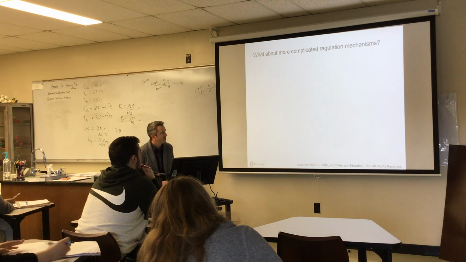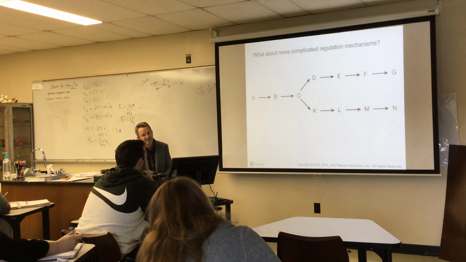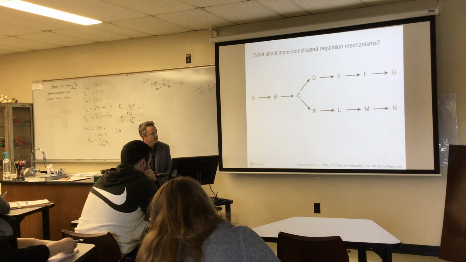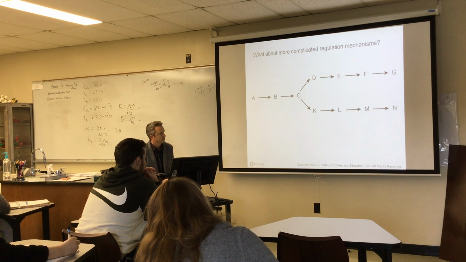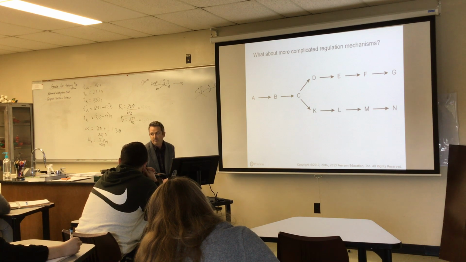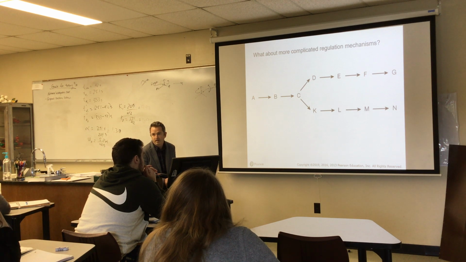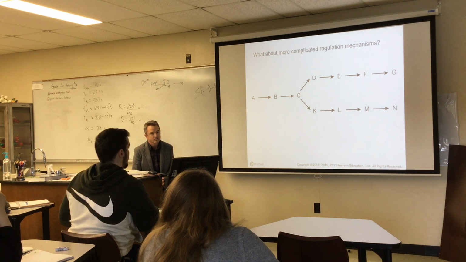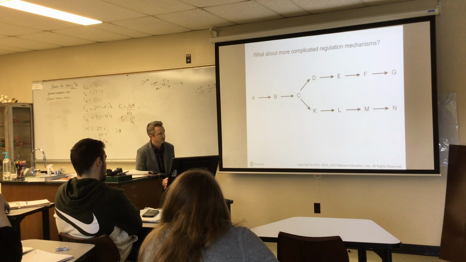But what about more complicated regulation mechanisms? What if you had something like that? What if product G was building up? It could inhibit the production of D by inhibiting the enzyme that converts C to D. It could, right? Or G and N both could inhibit A and B, right? And shut the entire process down.